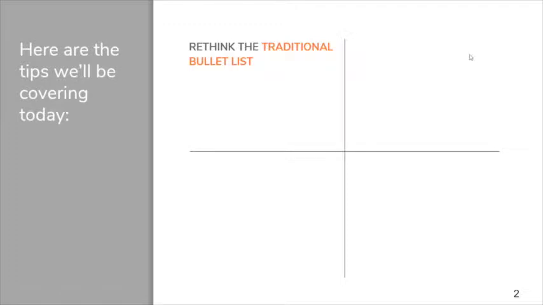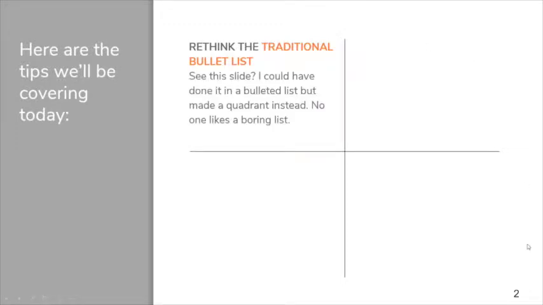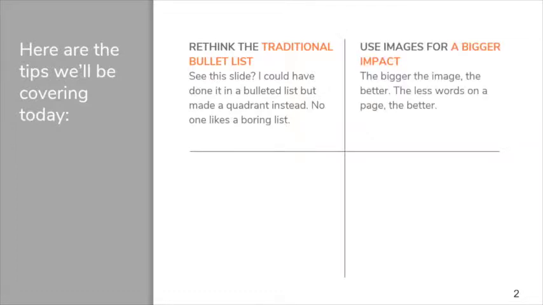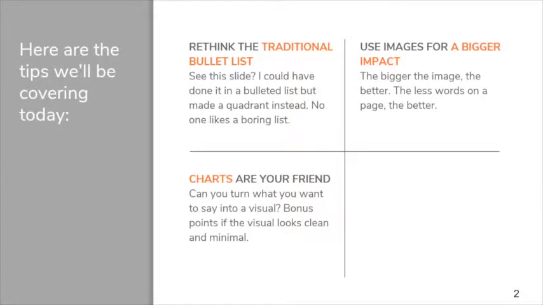The first thing we're going to talk about is the traditional bullet list. I hate a bullet list. It is the go-to way to show information on a PowerPoint, and I'm going to give you some ways to think outside of that traditional bullet list and present information differently. We will also talk about using images for impact and thinking about how an image can best convey your point. The third thing we'll look at are charts.